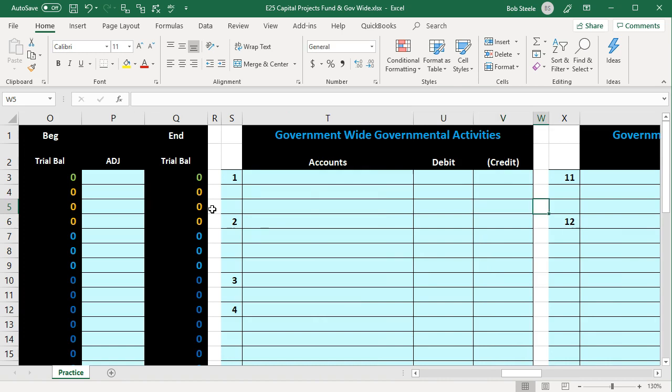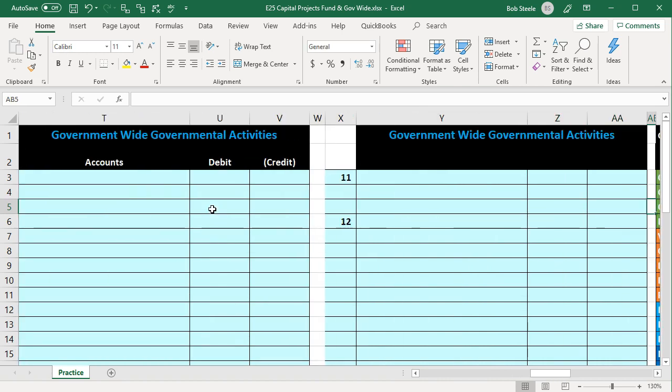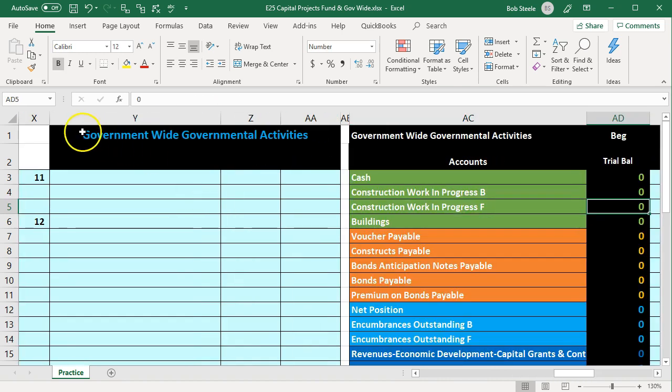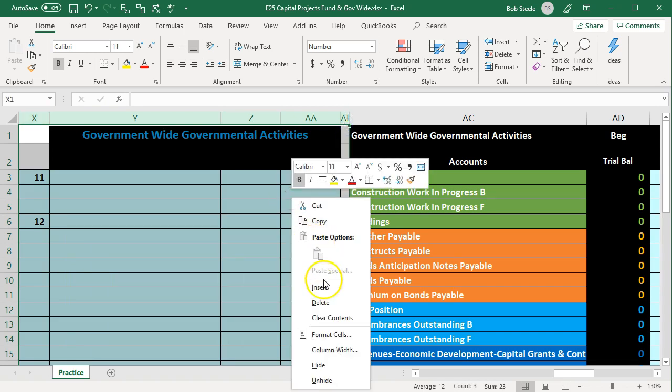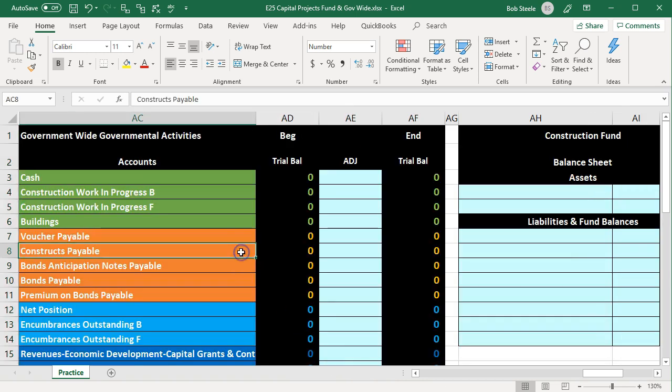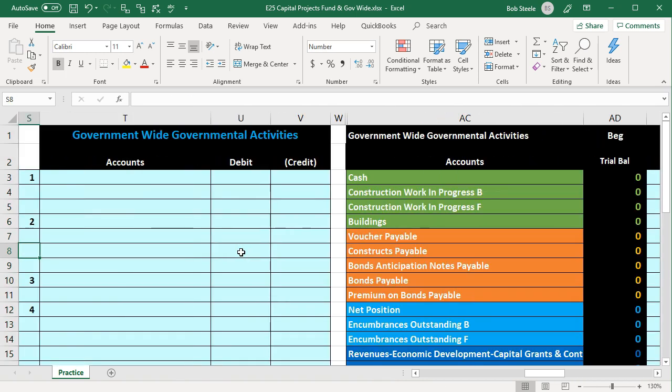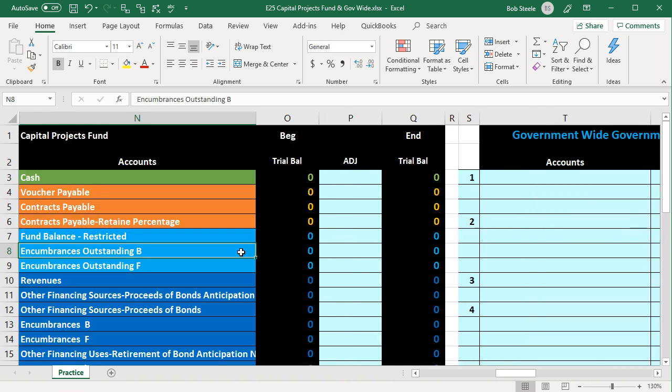And then we're going to do the same for the government-wide activities. We're going to hide the columns, column X through AE. So I'm going to select column X and go all the way through AE, I believe it is, or it's AB. And then right click on the selected area and hide. So we're going to hide that information. So now we have the data entry right next to where we will post it.